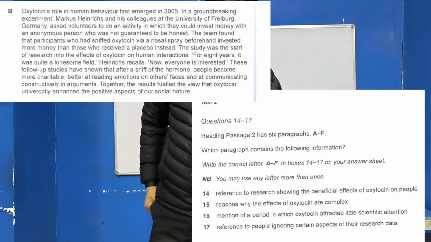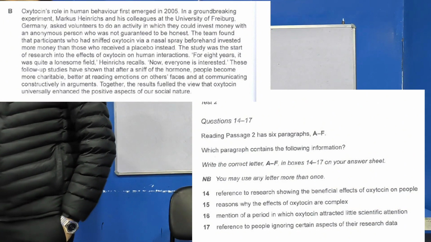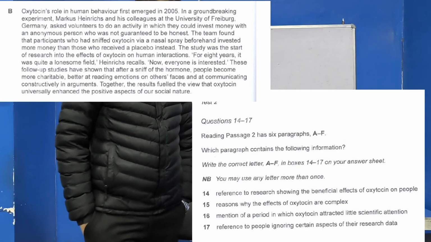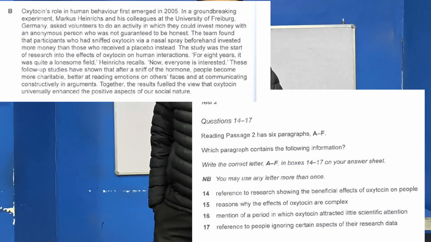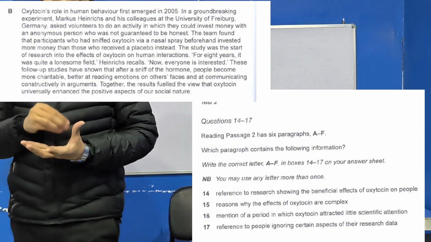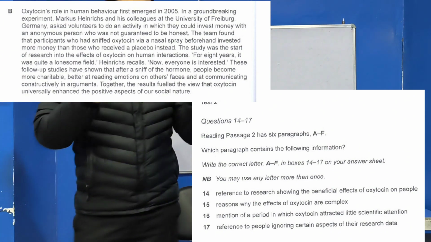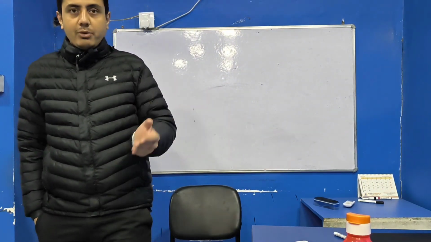Doesn't that mean what number 16 is saying? Mention of a period in which oxytocin attracted little scientific attention. Because for 8 years, that period, it was lonesome. It means he was the only person doing the research. Nobody else did the research. So it was a lonely field. For 8 years, scientists did not pay attention to this field. So maybe for number 16, B is the answer. Unless we read something else in the next paragraph which is better than this, but for now, I guess for number 16, B would be the answer.